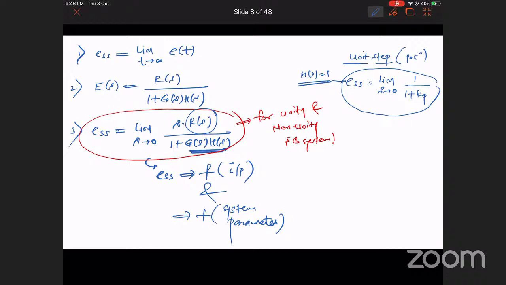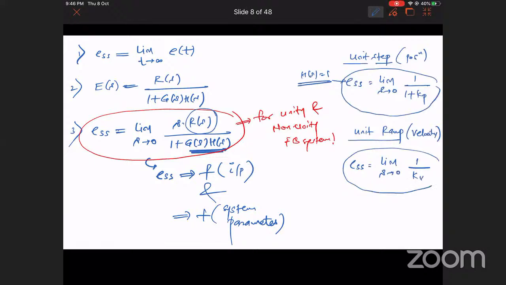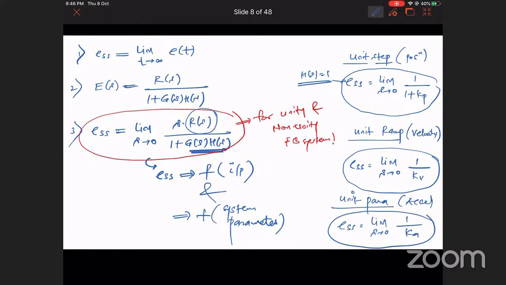Okay, great. So next, guys, when it is a unit ramp, that is nothing but a velocity input, ESS is always 1 upon Kv. Again, at the end, we have seen for unit parabolic input, also known as acceleration input, ESS is always 1 upon Ka. All this discussion is valid only and only for H of S equal to 1. Please understand my point.